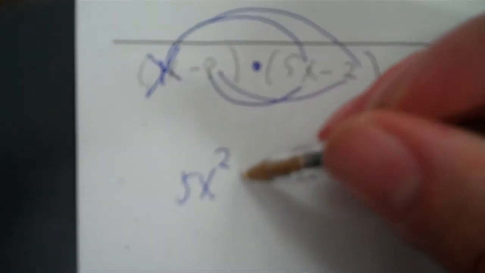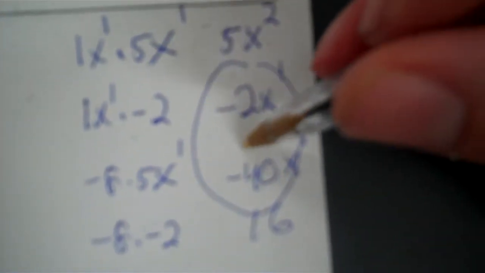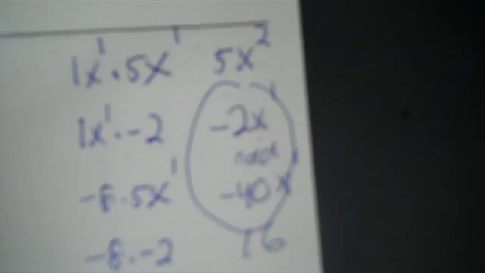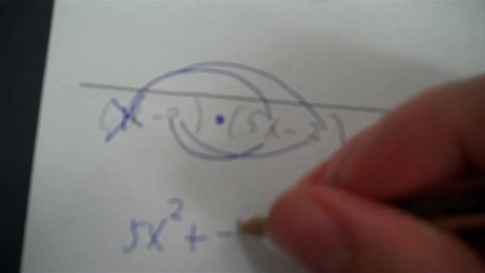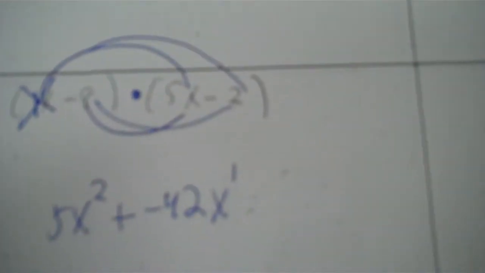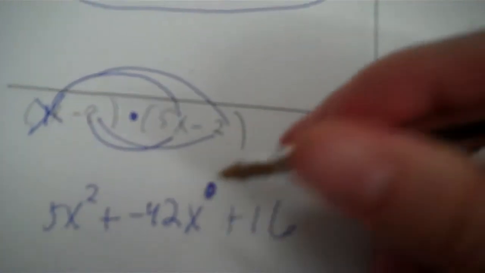Okay, so 5x to the second, that's your only x to the second. Then again, I got 2 x to the first terms, so I add the coefficients, and that's negative 42. Coefficients are those big numbers in front. And then we keep that x to the first. And then plus 16. Let's get rid of the x to the first.